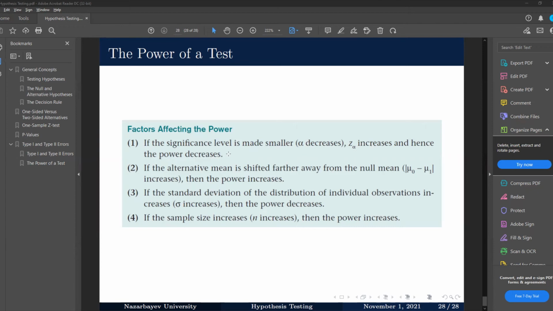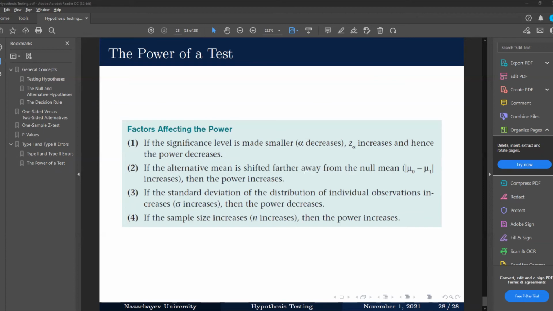However, we do not usually increase power of test by making significance level bigger, since a low significance level is a good probability, since significance level shows probability of type one error, probability that we reject H naught when H naught is in fact true.